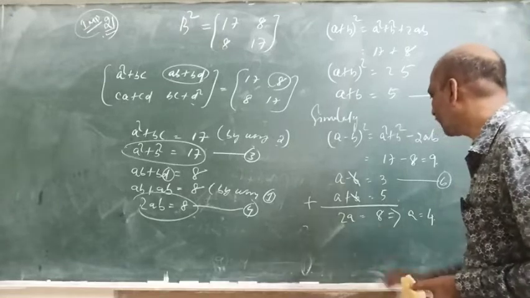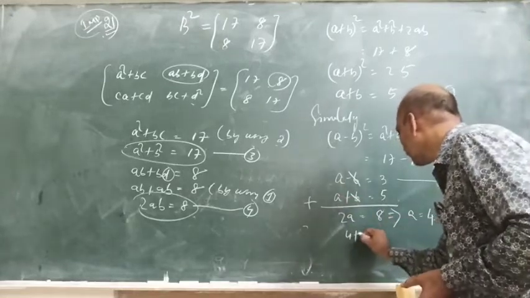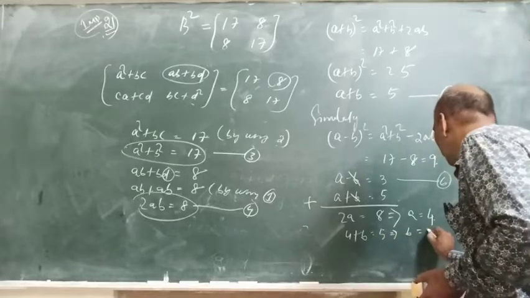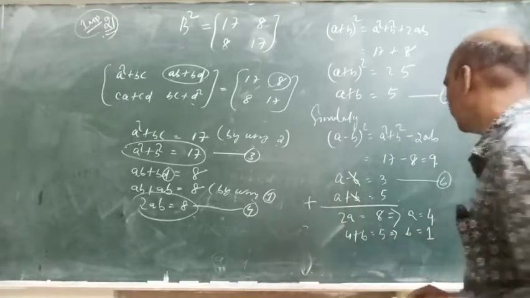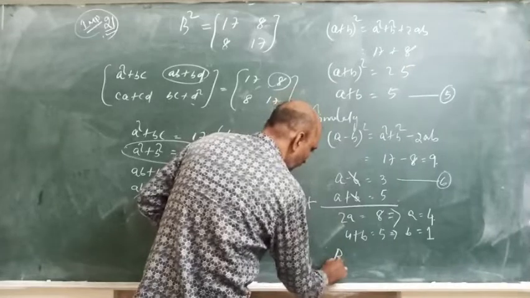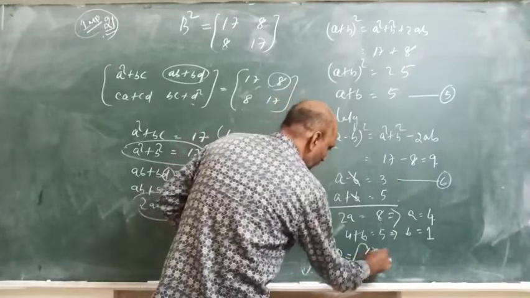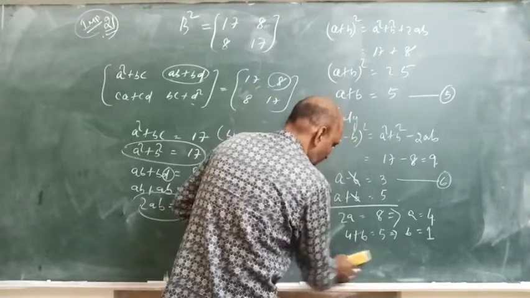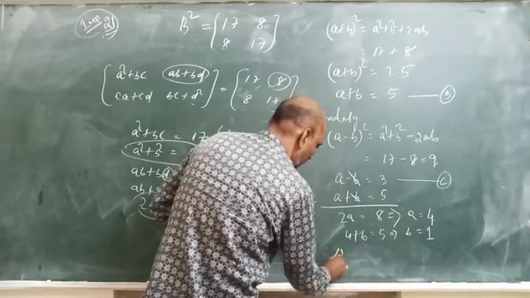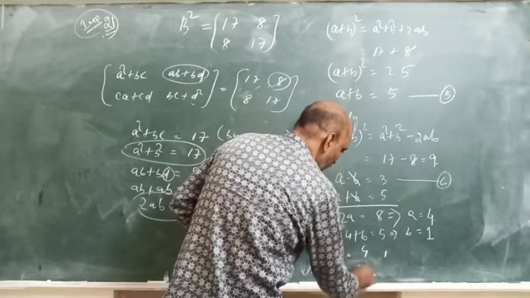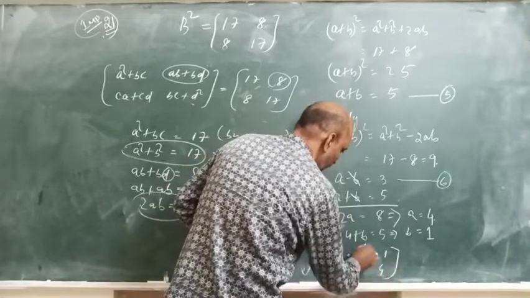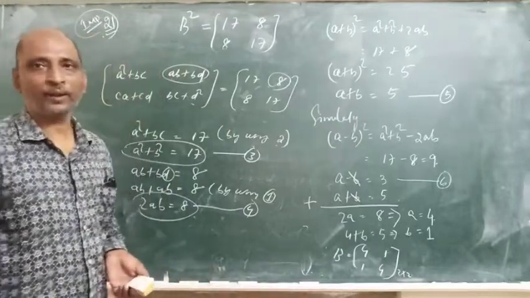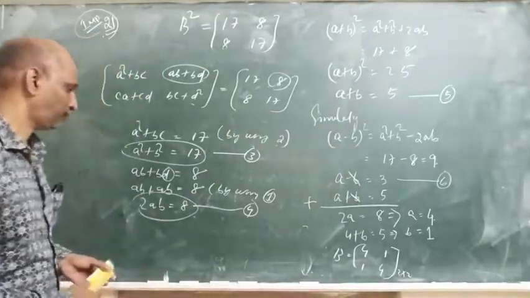Now put the value of a here. 4 plus b is equal to 5, implies b is equal to 1. Therefore, the matrix B is equal to [4 1; 1 4], which is the required matrix. Okay, write down.